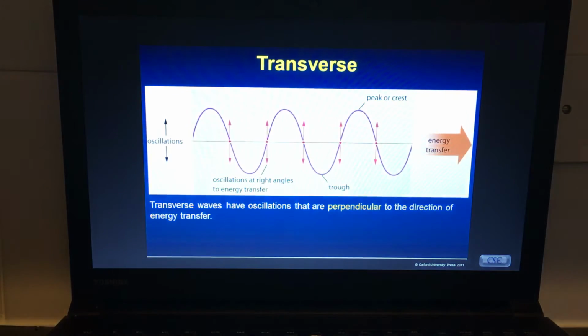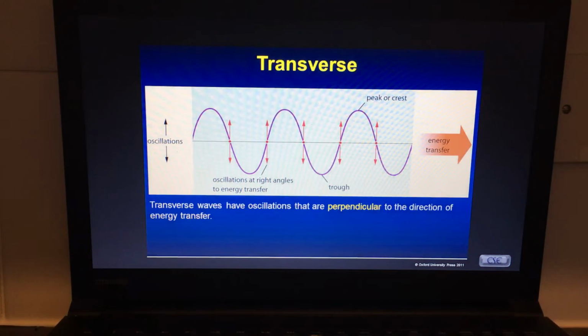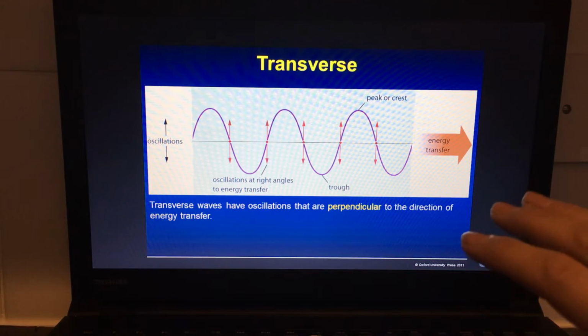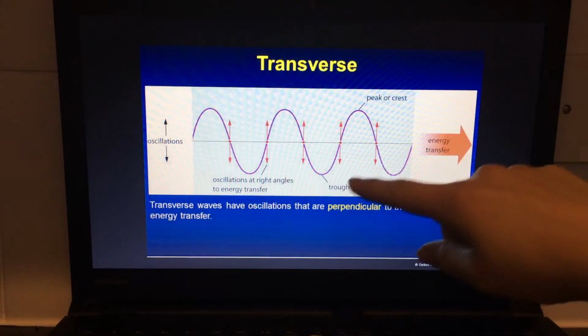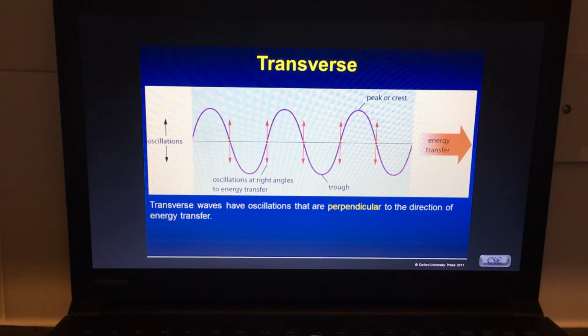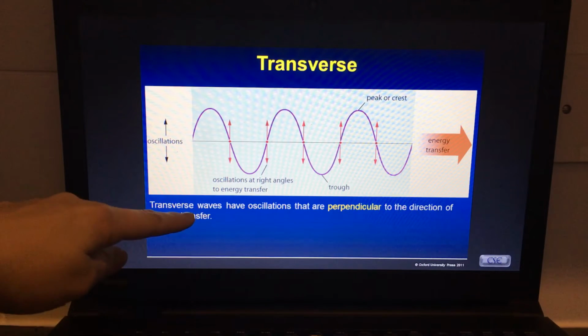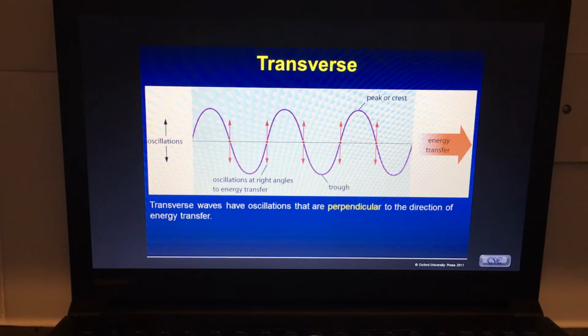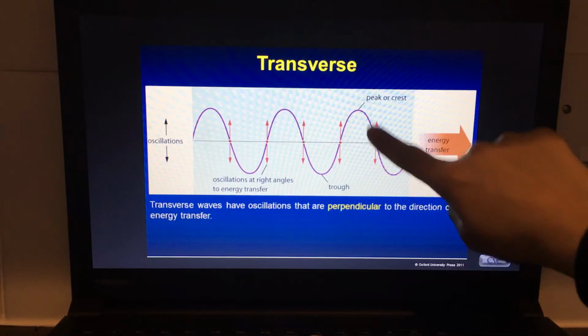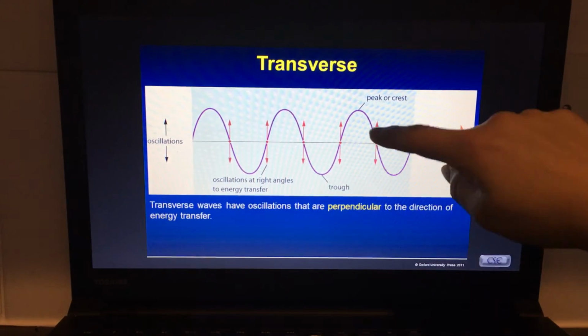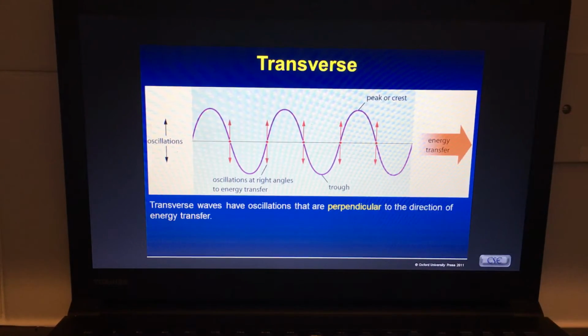So the first one is a transverse wave. Now these actually go up and down like the standard wave. We say, and the word you need to use here is that the transverse waves have oscillations that are perpendicular, or you can say at right angles, to the direction of energy transfer. So you see the energy transfer is going this way, but the oscillations are going up and down, so they are at right angles. I have seen that asked in an exam before.